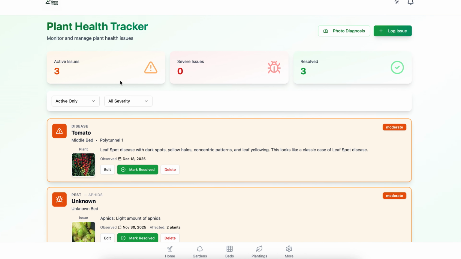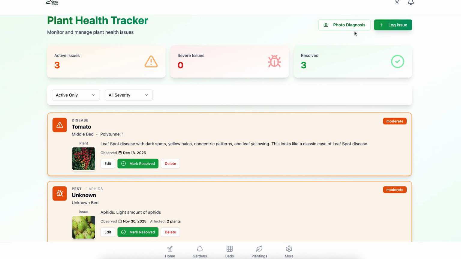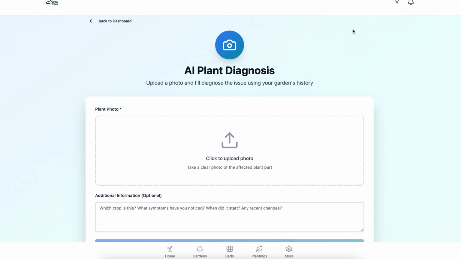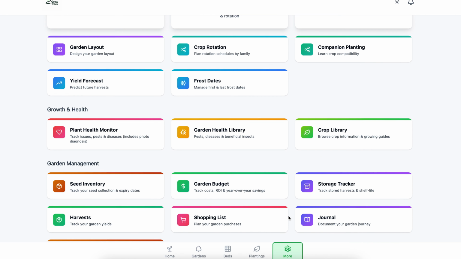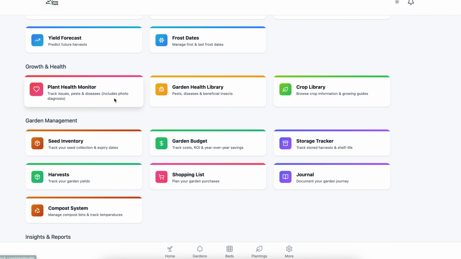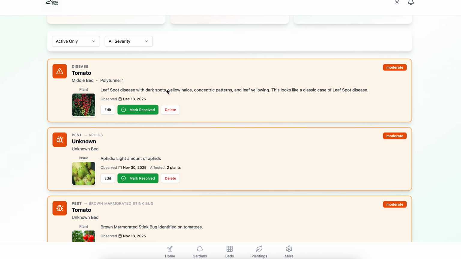When you notice an issue, you can take a photo and send it to Rowan. That photo might show pest damage, disease symptoms, stress patterns, or general decline. Rowan looks at the image alongside your garden's data, where the plant is growing, which bed it is in, how dense the planting is, recent weather and conditions. Rowan then helps you understand what is likely happening and what actions make sense.